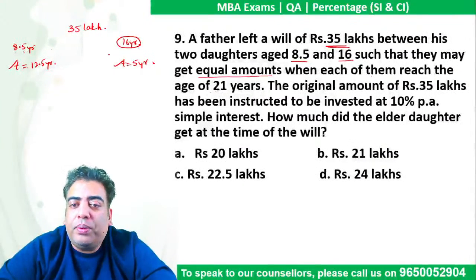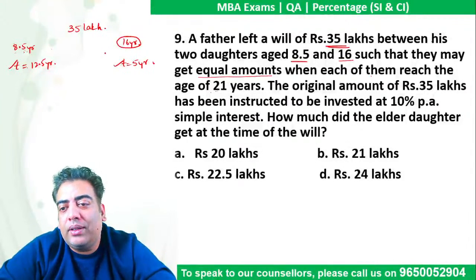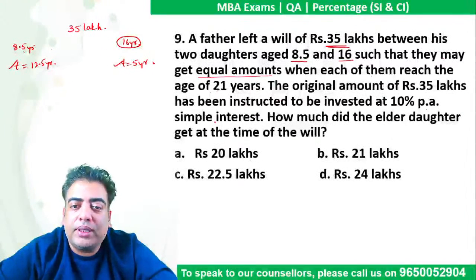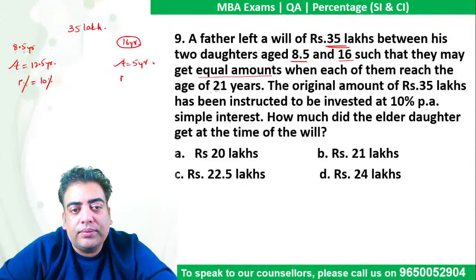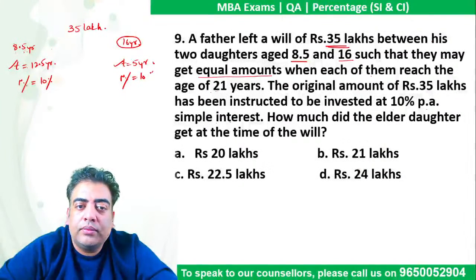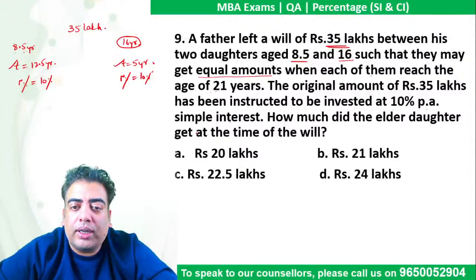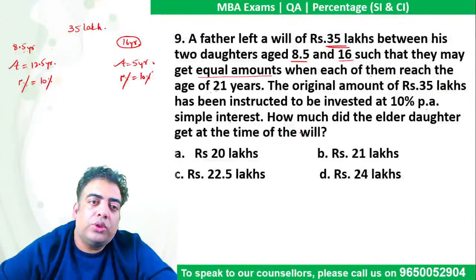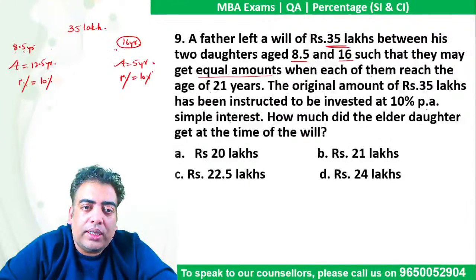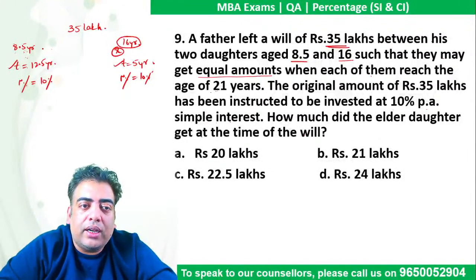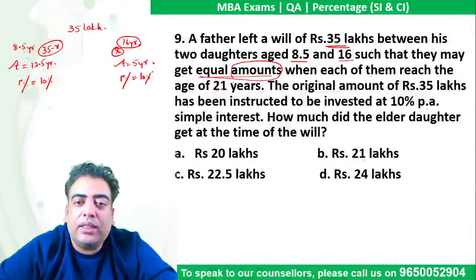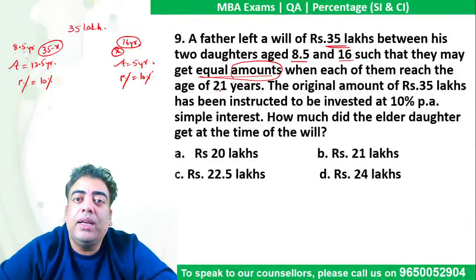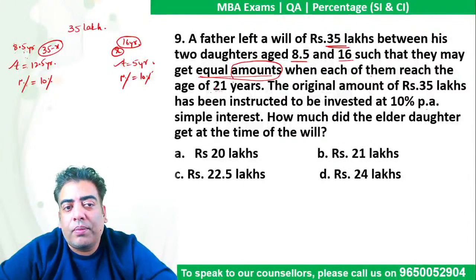The original amount of rupee 35 lakh has been instructed to be invested at 10% per annum simple interest. So the rate of interest is given, it should be 10%. How much did the elder daughter get at the time of the will? So let's assume the amount that the elder daughter got is rupee X, and the younger one got the remaining 35 minus X. So we are given that their amounts will be equal when they reach the age of 21 years. So amount will be principal plus interest, right?